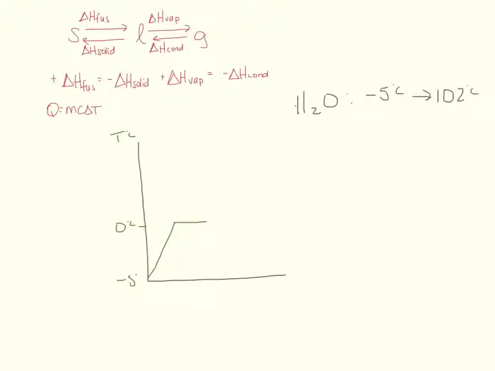Because when we have a phase change, we're still adding energy. In this case, we're adding heat energy. So I'm still adding energy to my water to make my water increase in temperature from -5 to 0. But when I get to 0, I'm going to undergo a phase change because 0 is my melting point of water.